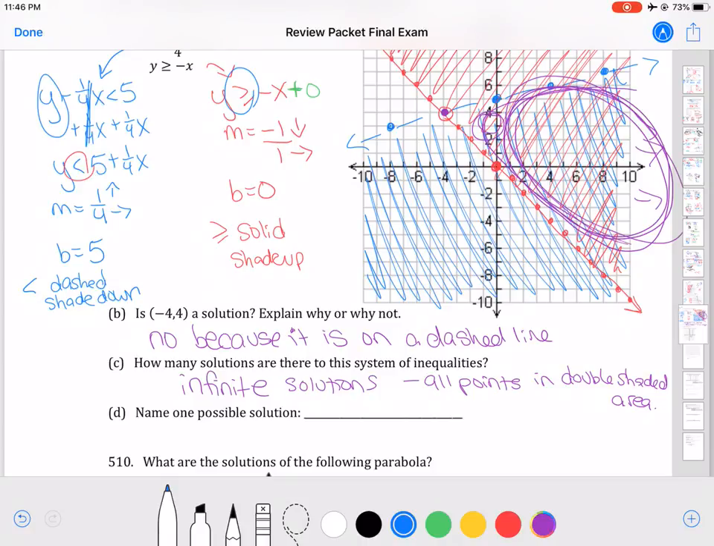So then part D says to name one possible solution. You can pick any point in that double shaded area. I'm going to use this point right here, which is 8, 2. That is definitely not the only solution. Remember, there's infinitely many solutions. Pick any point within that double shaded region.